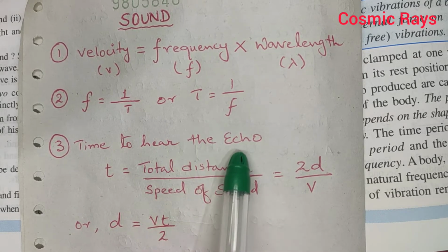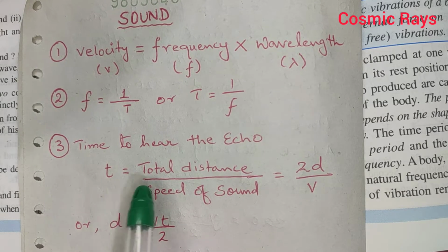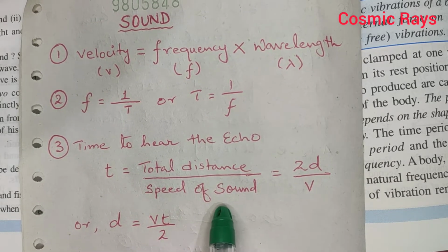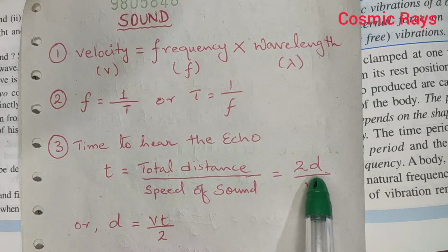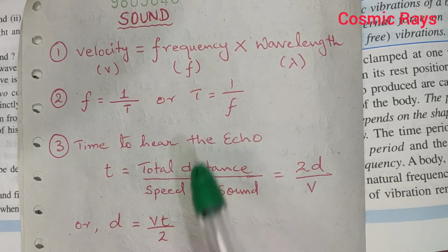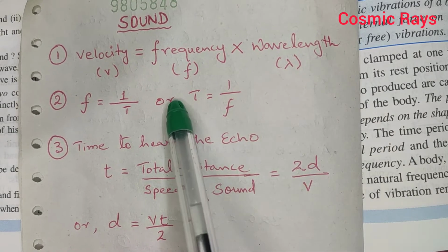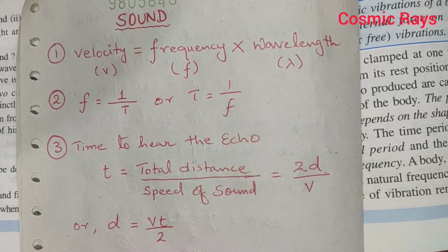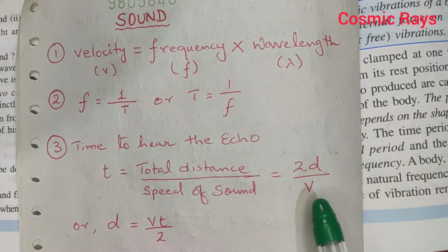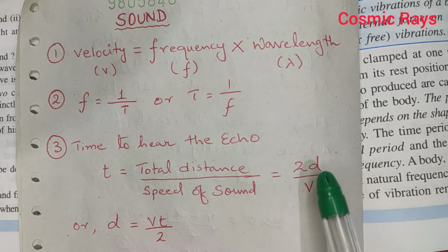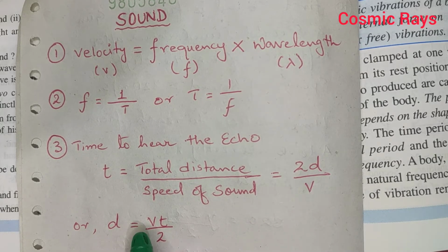And then the time required to hear the echo, t, will be equal to total distance divided by speed of the sound. So distance is denoted as d. Why 2? Because first of all the sound will be sent, and after reflection it will come back, so it's covering twice the distance. That is why 2d divided by the velocity. So from here the distance can be taken out by modifying the formula as d is equal to velocity multiplied by time divided by 2.